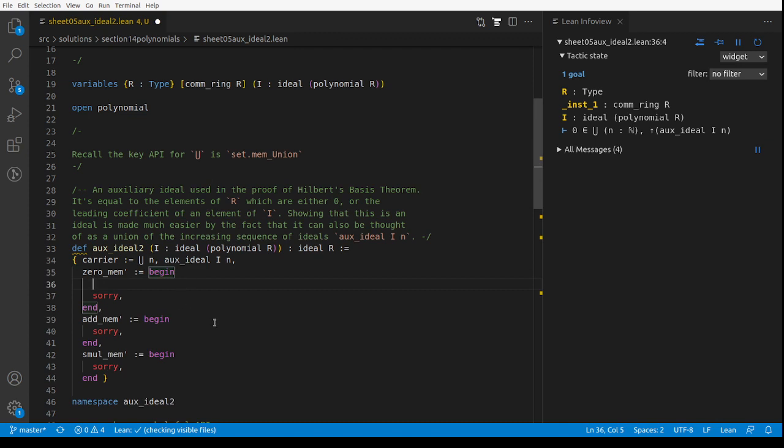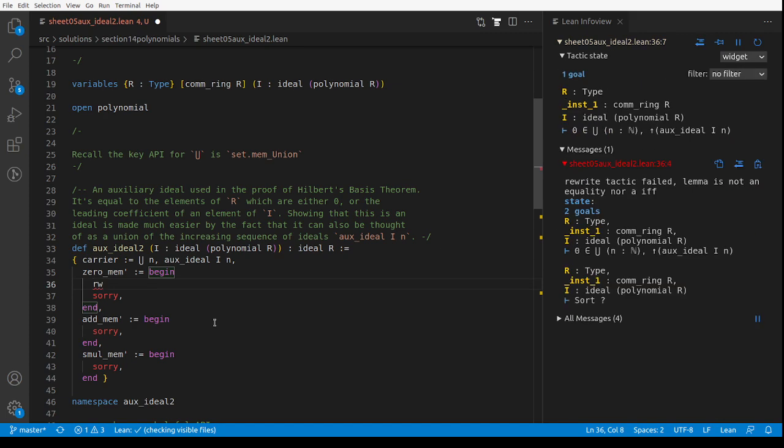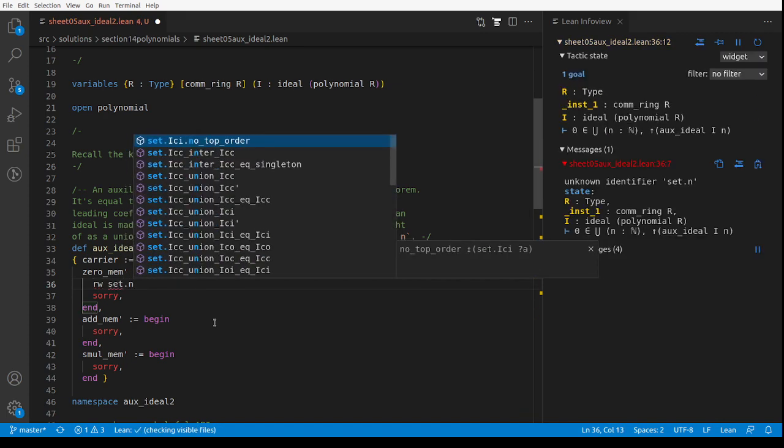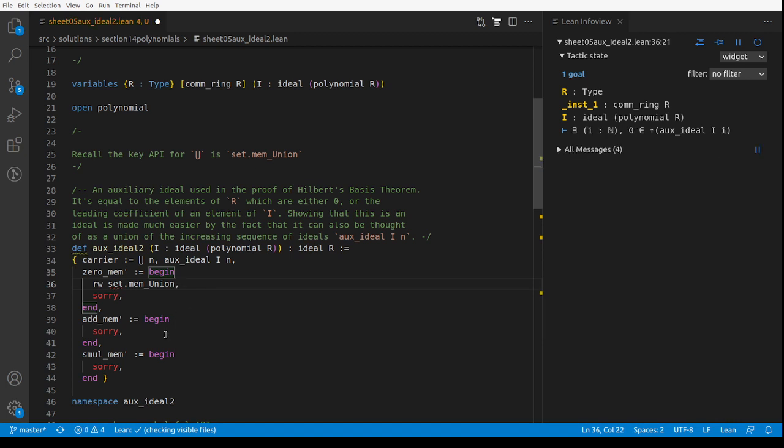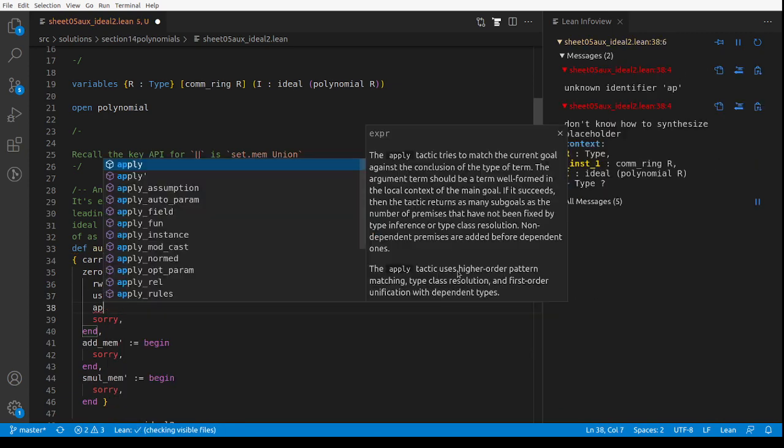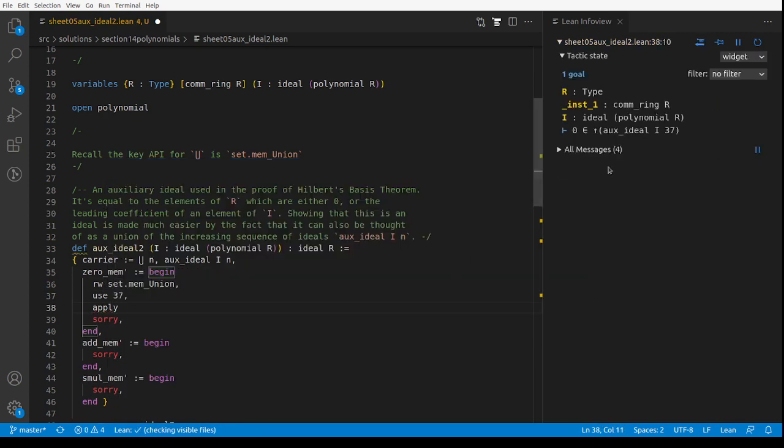And we should be able to prove this using, what would it be called? I guess set.mem union or something. Yeah, there we go. Excellent. So set.mem union is going to get us through all of this, I think. So we've got to prove that 0 is in the union of these ideals. So we've got to prove that 0 is in one of the ideals. So we can use any of them, right? We'll use the 37th one. And now the reason 0 is in that 37th ideal is because 0 is in every ideal.